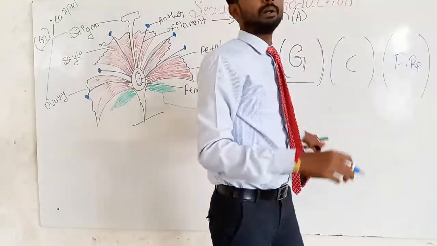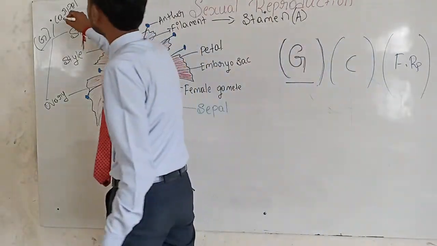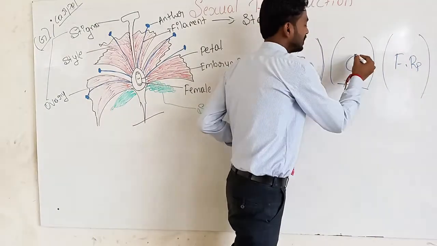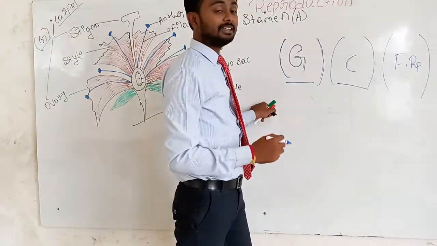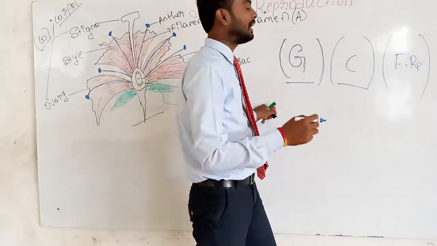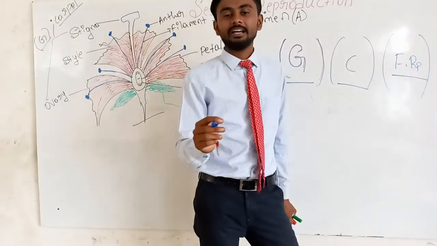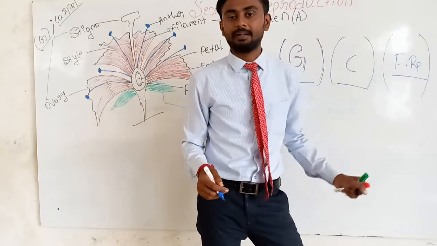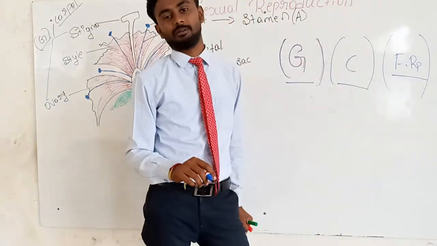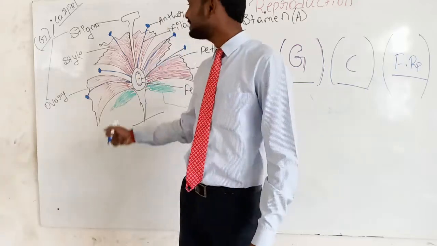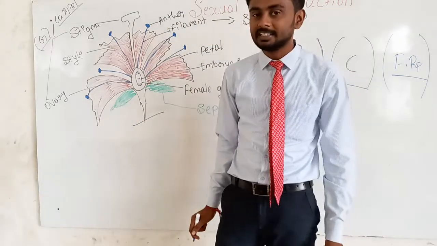Gynoecium has one more name, that is the carpel. The carpel is also known as what? The female reproductive part. The female reproductive part means the carpel, it means the gynoecium. Clear all of you? It is present in the flower.